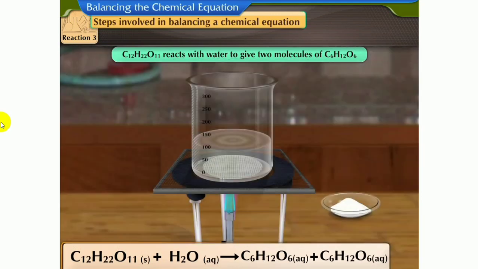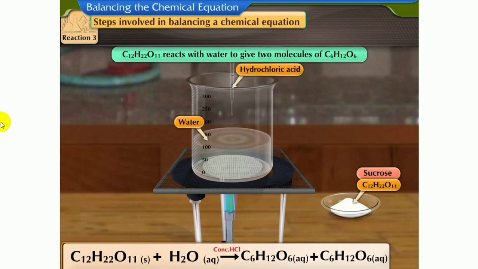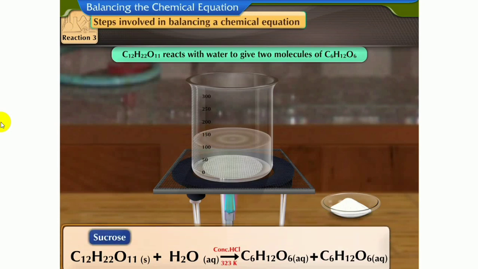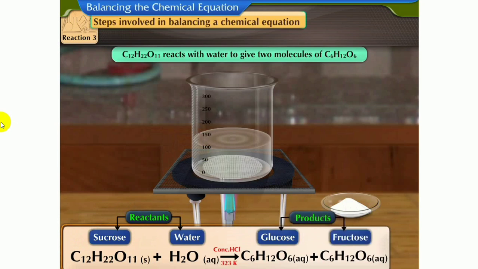This chemical equation describes the reaction of sucrose with water in the presence of concentrated hydrochloric acid at a temperature of 323 Kelvin to form glucose and fructose. Name the reactants and the products. Sucrose and water are the reactants and glucose and fructose are the products. Let us now discuss the different types of chemical reactions.